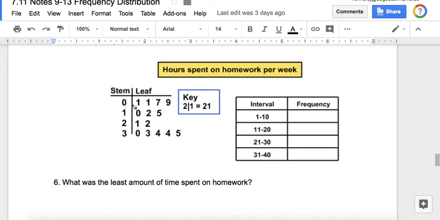So we would read this. Now this one starts with a 0, so this is 1, 1, 7, 9, 10, 12, 15, 21, 22, 30, 33, 34, 34, 35. Okay? Now, interval is 1 to 10. So I got to count the frequency. So 1, 2, 3, 4, 5. 11 to 20, 1, 2. So the frequency is 2. 21 to 30, 1, 2, 3. I actually have to go into the next line here. And then 31 to 40, 1, 2, 3, 4.